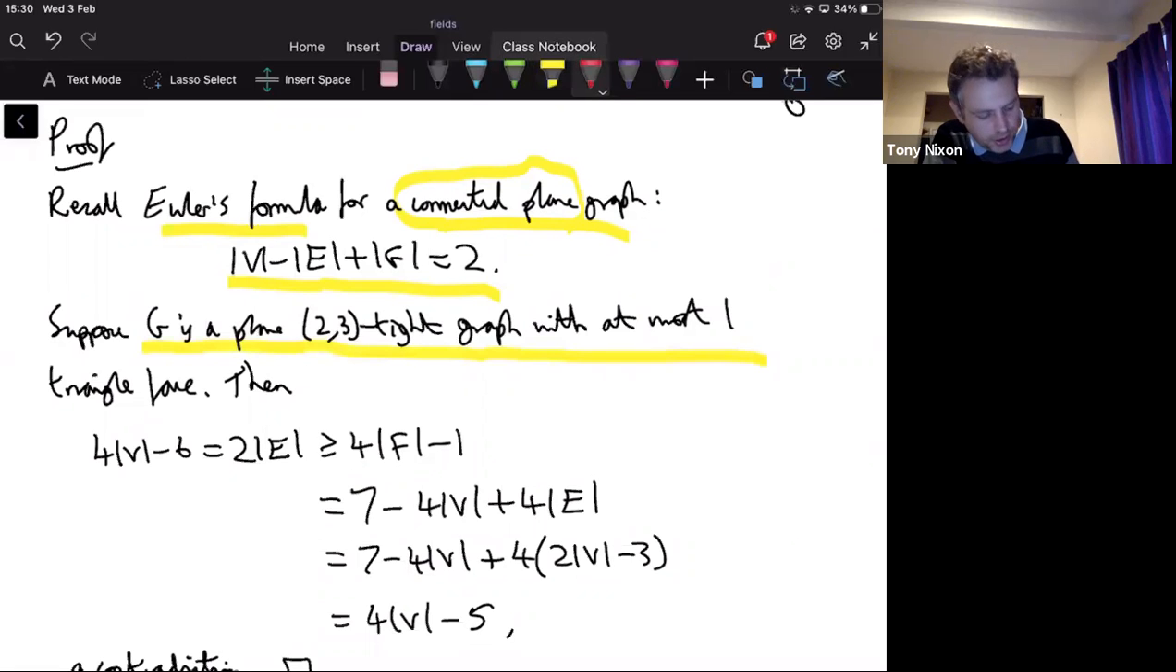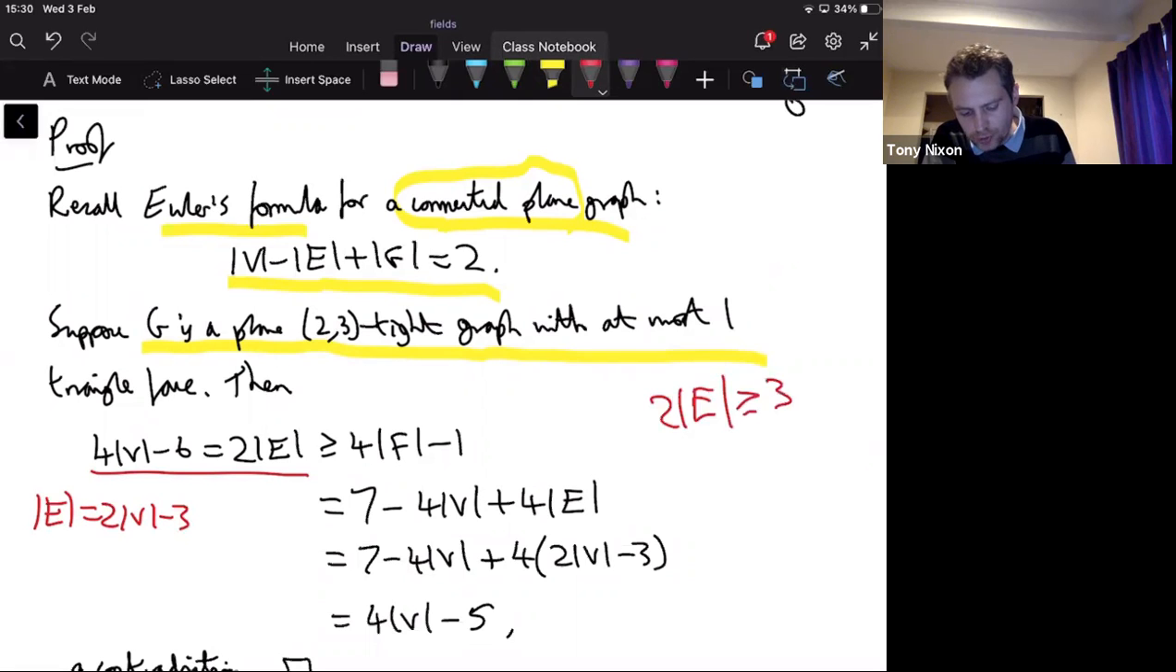So 2-free tight tells us E equals 2V minus 3, which tells us 2E equals 4V minus 6. So that's easy. So we know that twice the number of edges is at least the size of the faces. So in general, you would have 3F because the faces would be at least triangles or bigger. But we know that at most 1 is a triangle and every other one is not. So we actually have 4F because the smallest face would be size 4, except for the 1 triangle we allow. So it's 4 for everything apart from 1 where it's 3. So we get 4F minus 1.